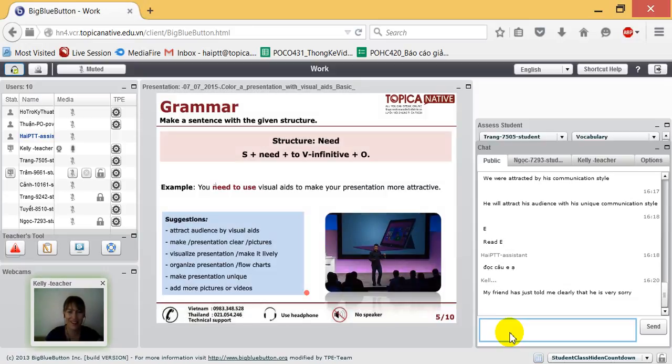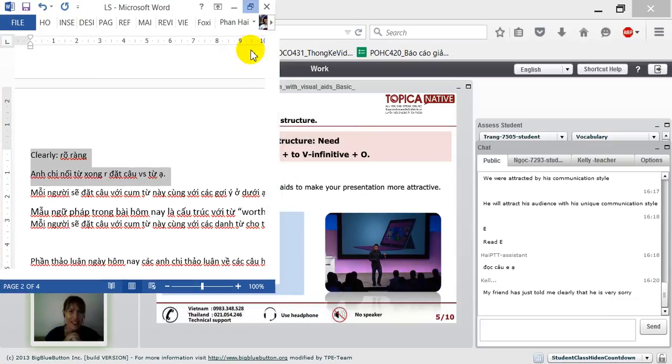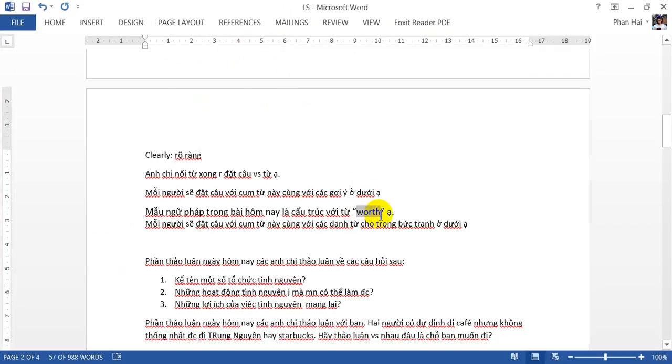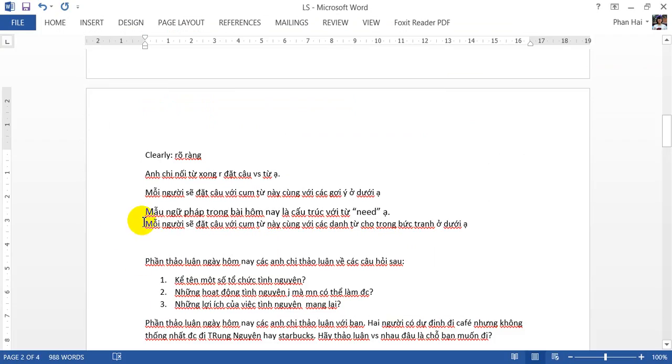All right, in our next exercise, we are looking at putting together a sentence using the word need, okay, need in a sentence. So these are things that we need to do.